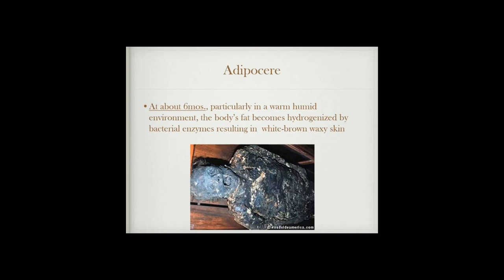In climates that are warm but humid, the body's fat will become hydrogenated through bacterial digestion. This process, which usually occurs after about 6 months, creates a brown wax-like appearance to the body known as adipocere, which is essentially just a human soap.